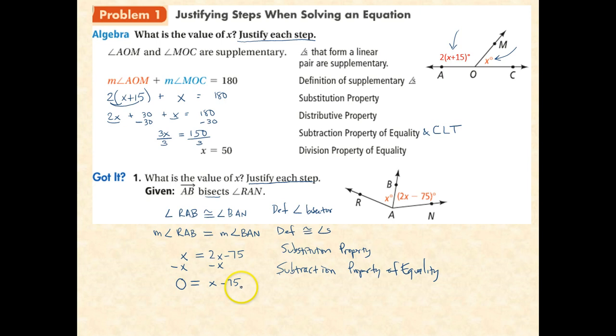Ooh, I'm very close. I just need to add 75 to both sides using the addition property of equality. So then I get 75 equals x. And then I'm happy because I have x by itself and I know what number it equals. Because that's what they wanted me to do. They wanted me to find the value of x. And I did it. So there, math problem.